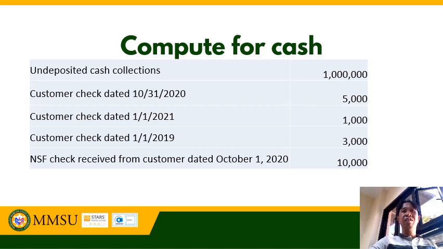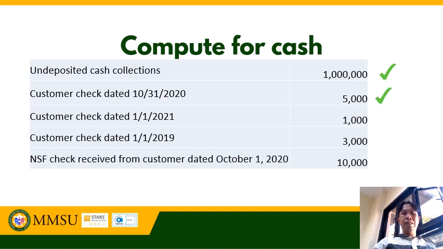So undeposited cash collections, what do you think? First, yes. The next one, customer's check dated 10/31/2020 amounting to 5,000. Assuming, of course, the balance sheet date is 12/31/2020. Even if it's not the date today, maybe you're trying to compute after the balance sheet date, but you're trying to identify what is to be presented as of 12/31/2020. So what is this? This is a dated check. This is a 2-month-old check. This is to be added.